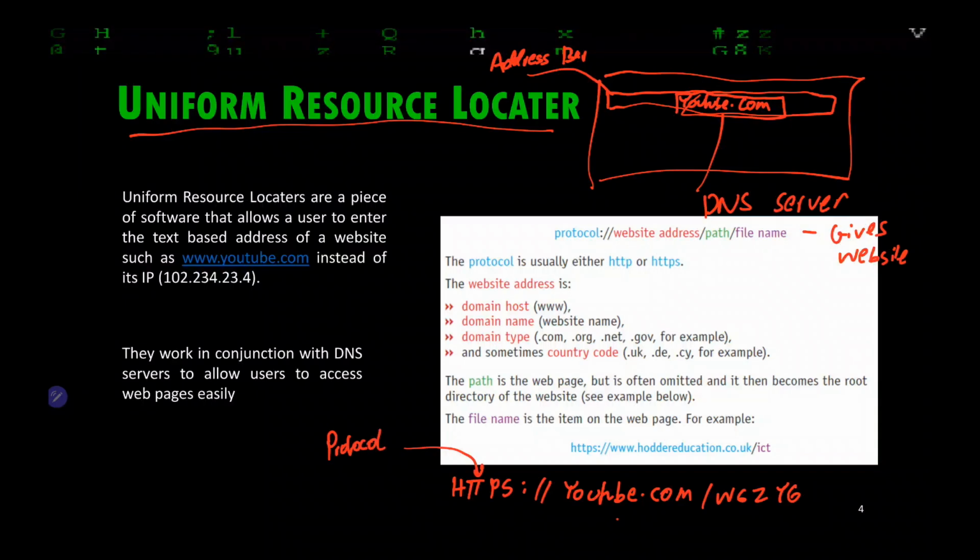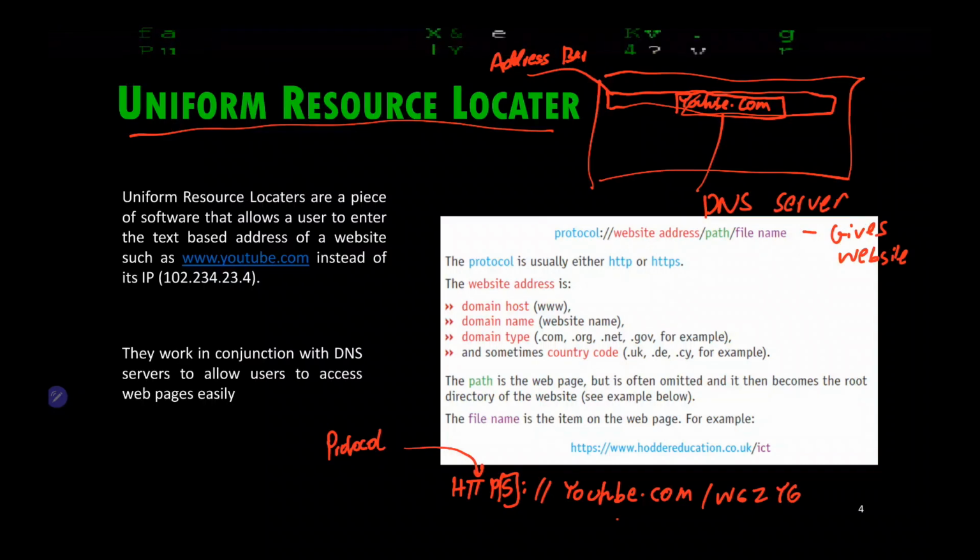How are we communicating? Is it secure? Is it not secure? And that's what the S stands for. S stands for secure. HTTP is unsecure. Secure just means it's encrypted and the connection is secure. You can't read the data directly.